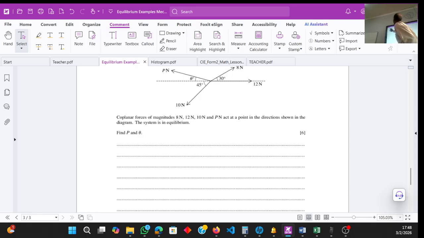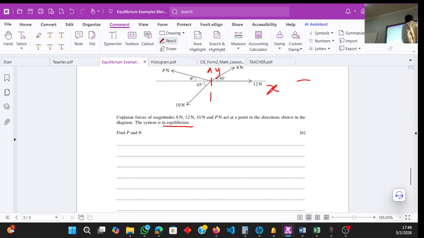Components. Let's see if I can pick my pen. Right, so let's see. Now, yeah, my pen. So, interested in what's happening in the X and in the vertical, which is Y. This problem has to do with equilibrium. Now, we have four planar forces there of magnitude 8, 12, 10, and P. They actually point in the directions given. So we're interested in finding the value of P and theta.